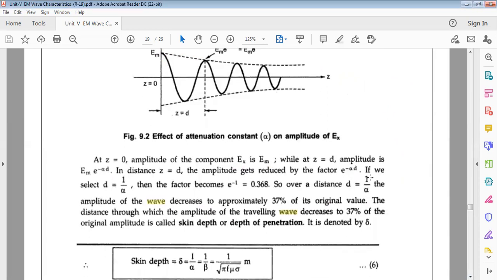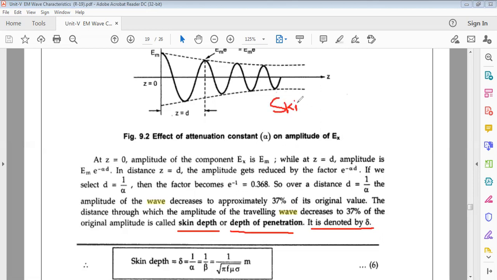So over a distance d equal to 1 by alpha, the amplitude of the wave decreases to approximately 37% of its original value. The distance through which the amplitude of the traveling wave decreases to 37% of its original value is called the skin depth. We can also call it the depth of penetration, and it is denoted by delta.